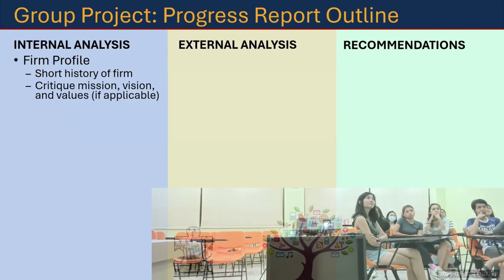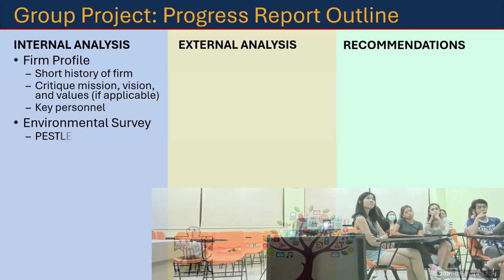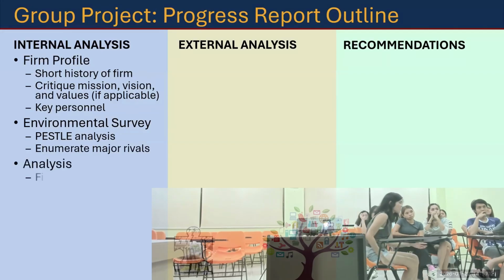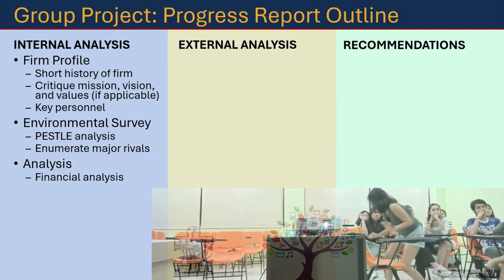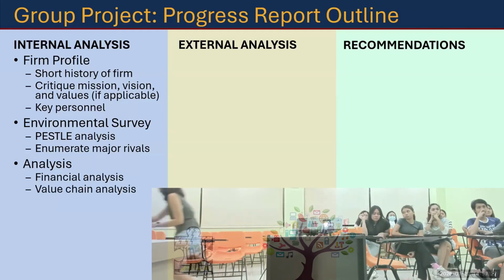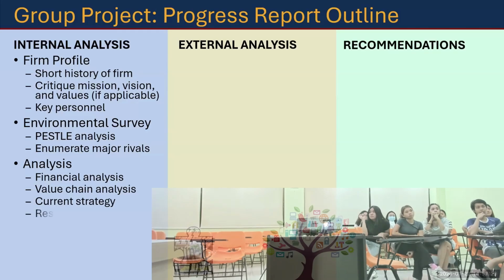Critique the mission, vision, and values if they have them. Some companies don't. And then, who are the key personnel? Conduct an environmental survey. I know that this is technically external analysis, but we will just do a preliminary PESL as well as enumeration of the major rivals. And then we will have our internal analysis consisting of financial analysis, value chain analysis, the current strategy of the company, what are the resources and capabilities under the VRIO framework, and then critique the company strategy.